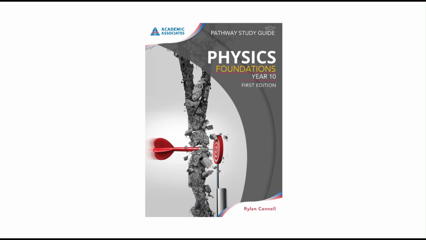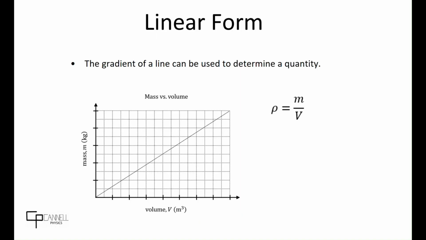Now let's start today's topic. In physics, it's very common to deal with line graphs in a question. Therefore, the equation that is being graphed is in linear form. And if it's not in linear form, we can get it into linear form. And this can lead to the gradient of the line being used to determine a quantity.